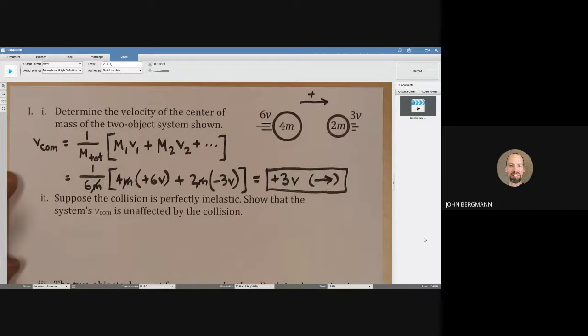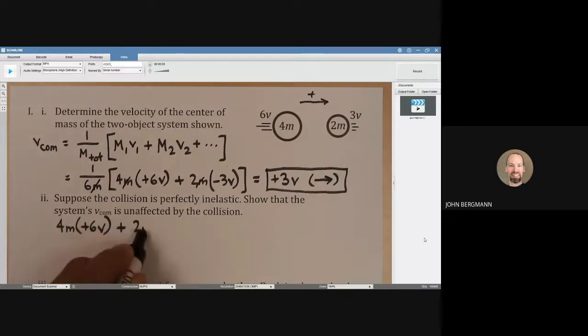Part 2 here. Suppose the collision is perfectly inelastic, so these two collide and stick. Show that the system's velocity of the center of mass is unaffected by the collision. Momentum will be conserved. The initial momentum is going to be 4m times 6v plus 2m times that velocity.